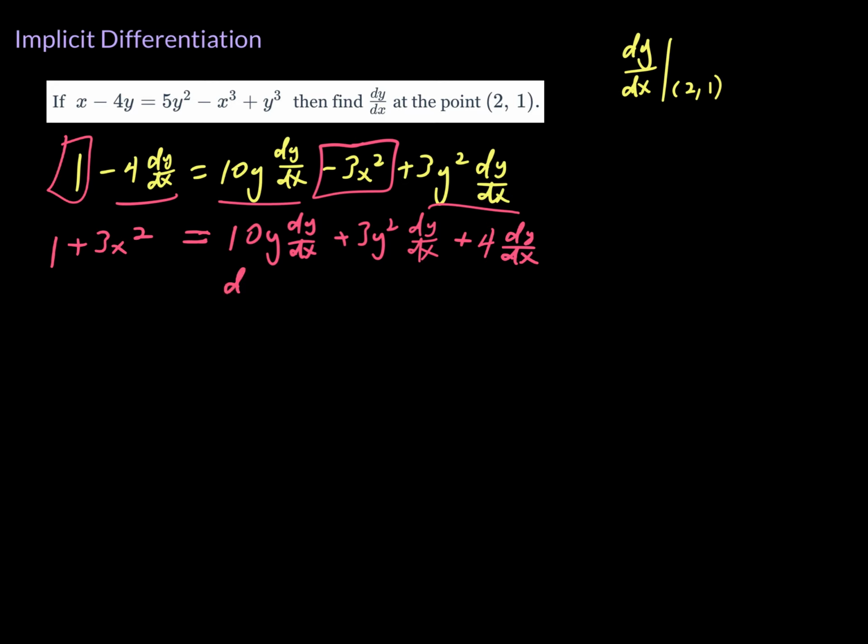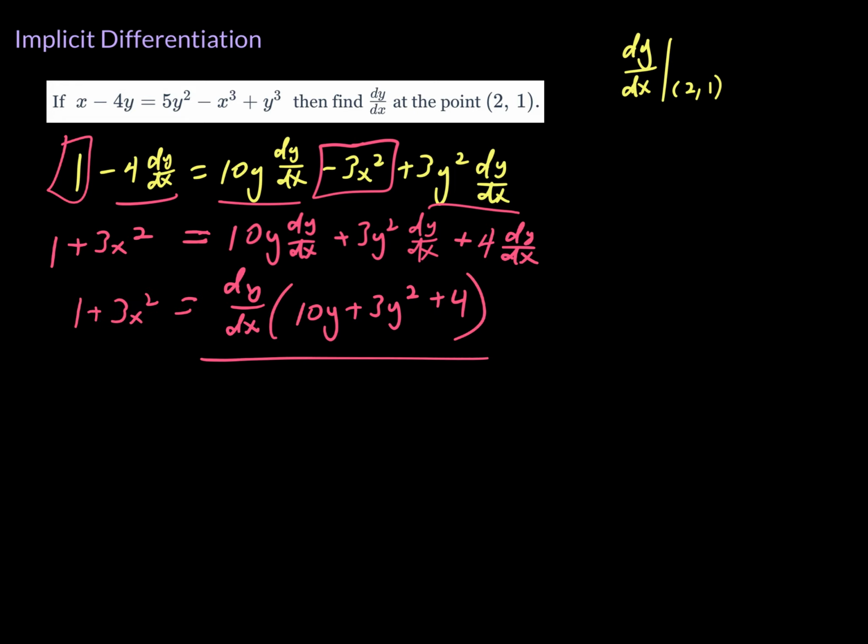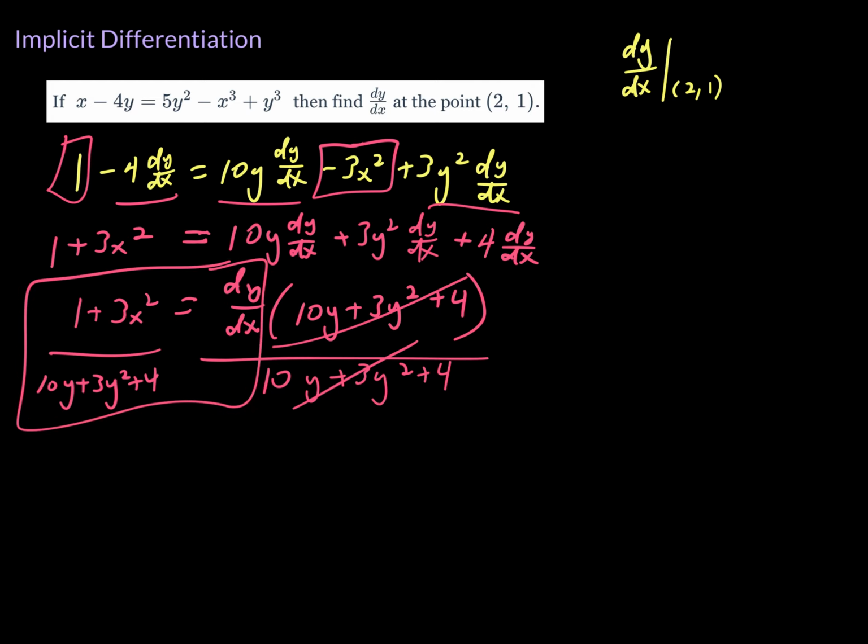Let's take out our common factor of dy/dx, which leaves us with 10y plus this. And that equals this, and we divide by what we want to get rid of, and you're going to have 10y plus 3y squared plus 4 over here, because on this side it cancels out. And there is what dy/dx equals. However, we need to evaluate it at a point. Let's do that now. Just so I can write left to right, I'm going to put the dy/dx over here, and then we're going to evaluate it at 2 comma 1.